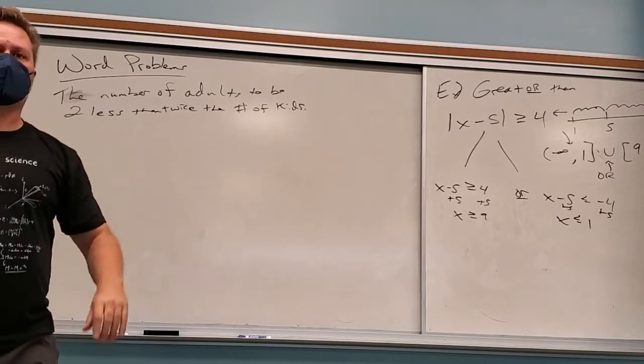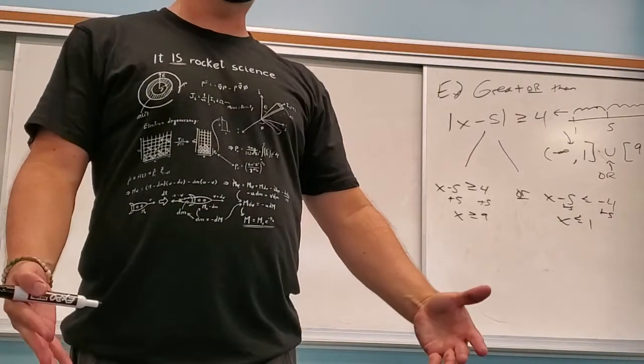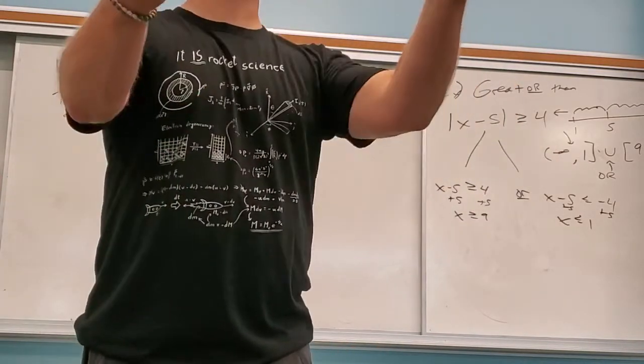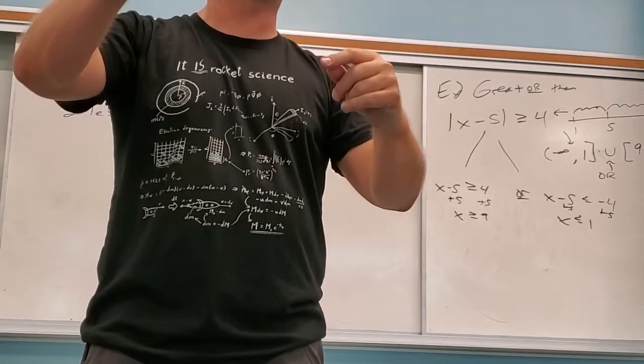Now, I don't know what the number of kids is. So in algebra, what do we do when we don't know something? We call it a variable. We call it x. Why do we do that? So then we don't have empty space. We have something, x. We can do stuff to it.